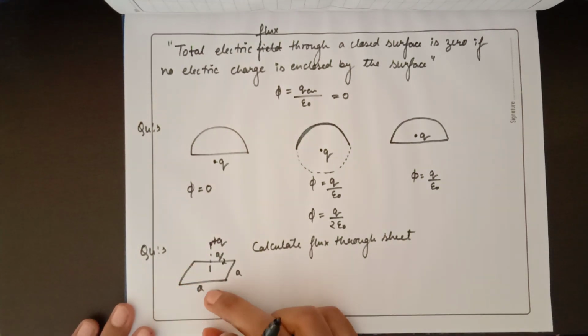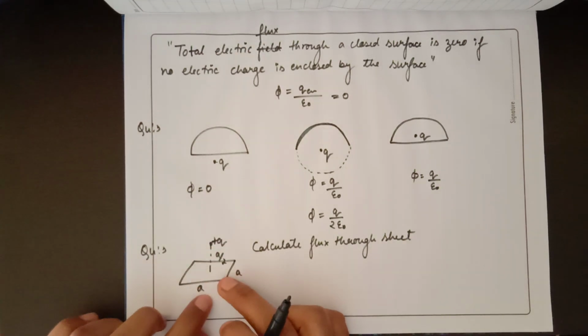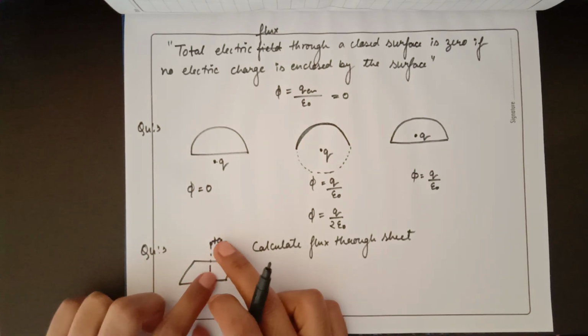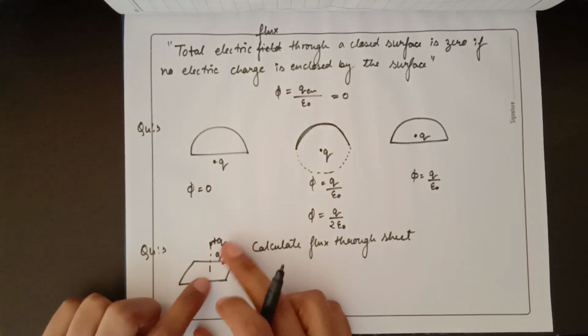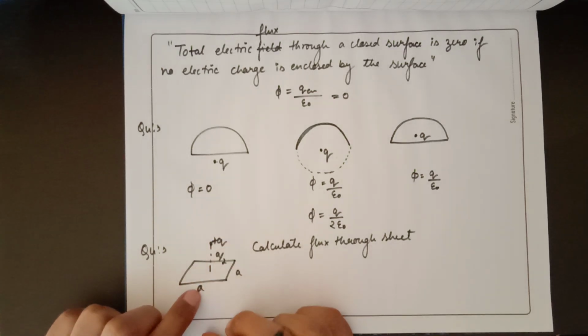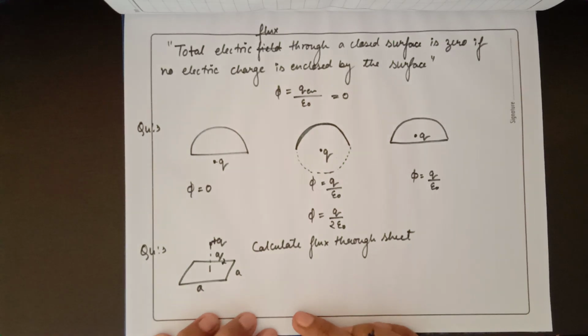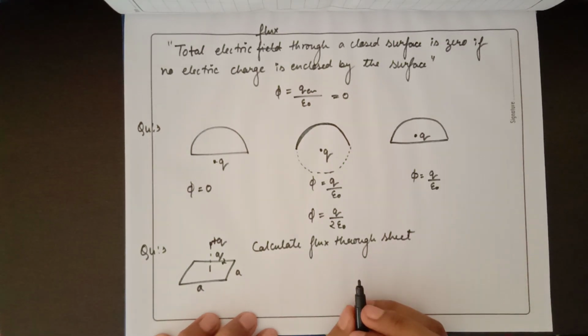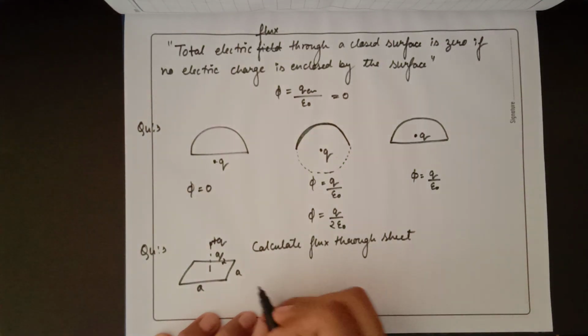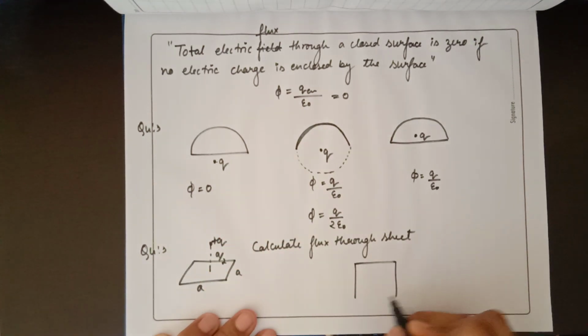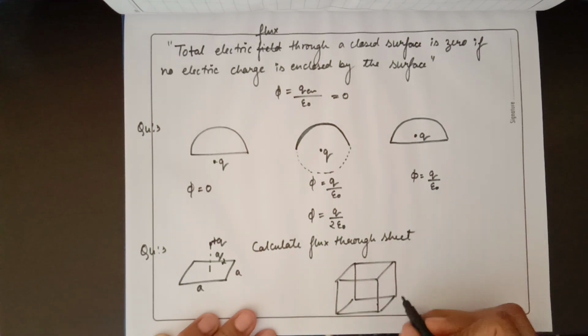This is another question. This is a sheet of square shape of side A, and a positive charge q is placed at a distance of a by 2 from it, and it is asked to calculate the flux through the sheet. So for applying Gauss's law, we need a closed surface. To make it a closed surface, we can make it like this: a cube of side A.